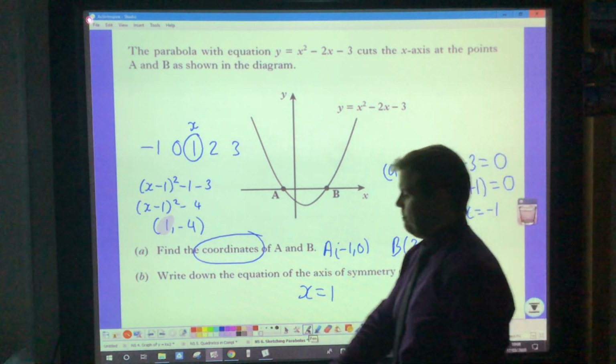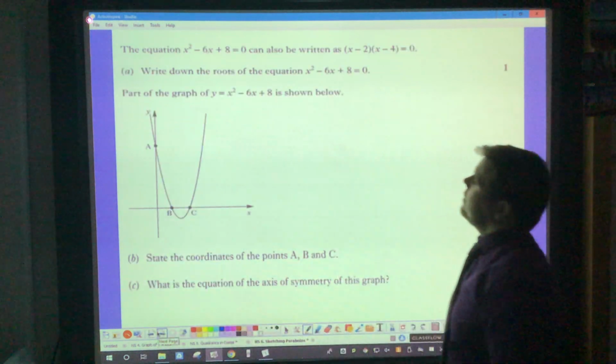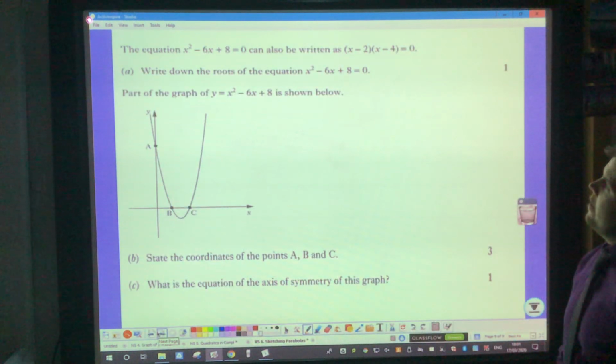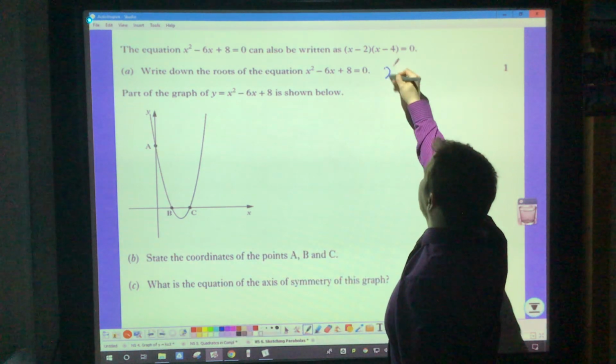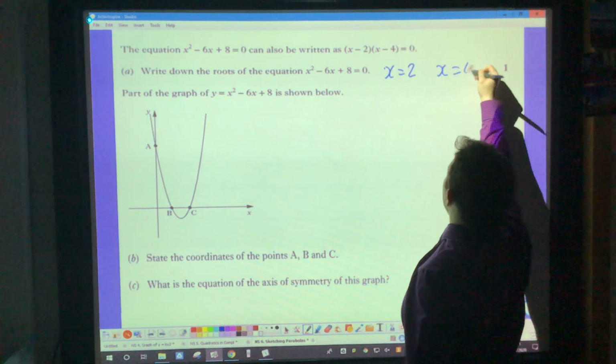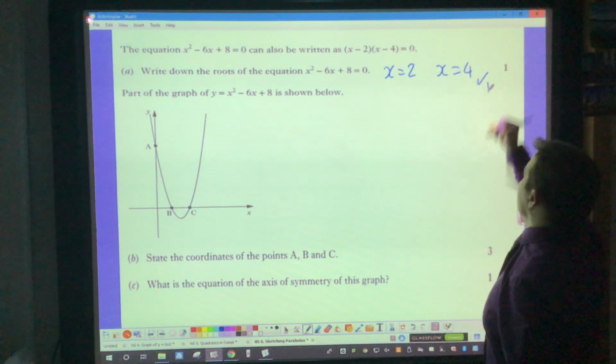Okay, one more. The equation x squared minus 6x plus 8 can be written as this. So they've already factorised. Great, write down the roots. Okay, thank you very much. The roots are x equals 2 and x equals 4. Job done, 1 mark. Fantastic.